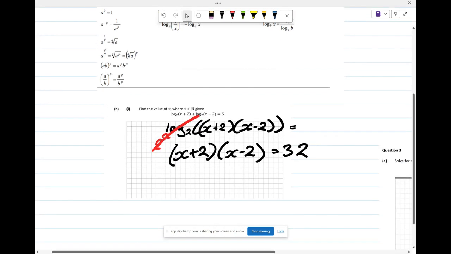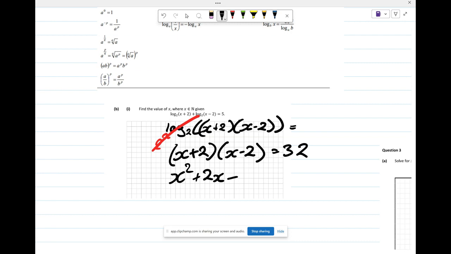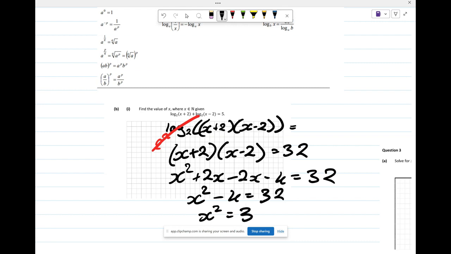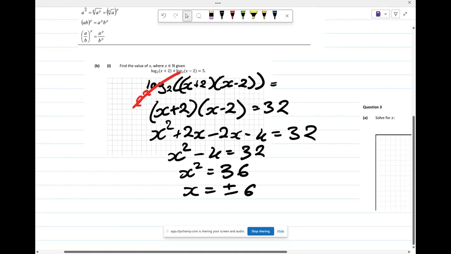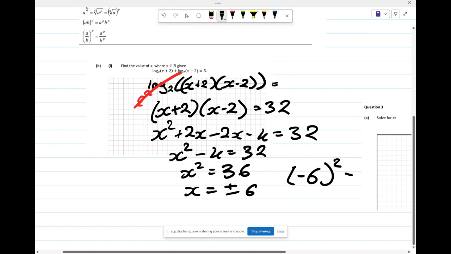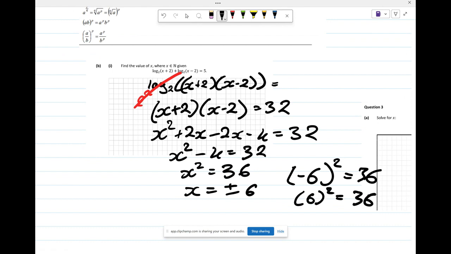Now we want to find x, so we can multiply this out. x squared plus 2x minus 2x minus 4 is equal to 32. So x squared minus 4 equals 32. x squared is equal to 36. x is equal to plus or minus 6. That's important, because minus 6 squared is also 36, as well as 6 squared is equal to 36. So it can be either.